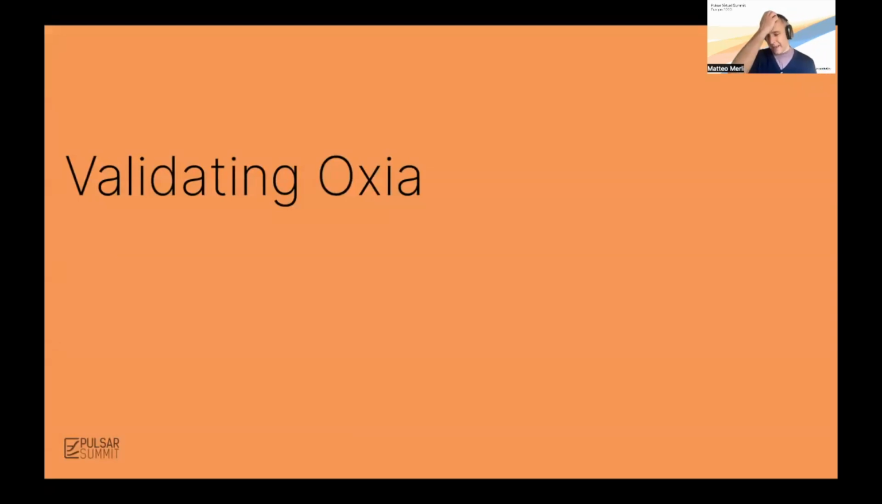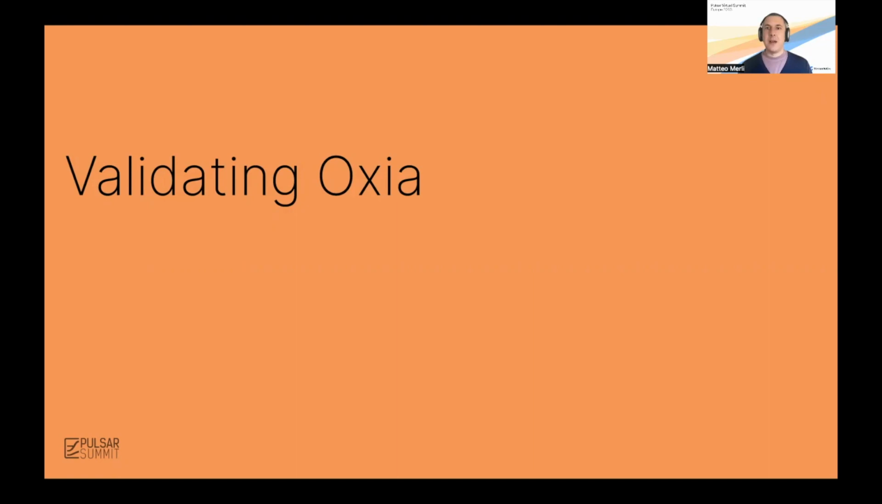Moving forward, I think this gives an overview of a small subset of the decisions we took when designing Oxia. And one of the most important aspects of implementing Oxia has always been to validate Oxia.